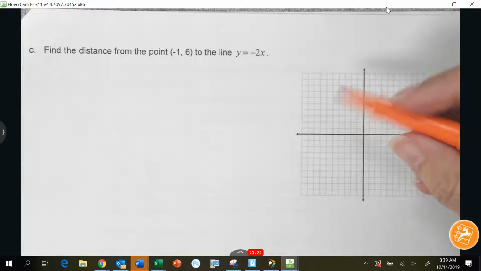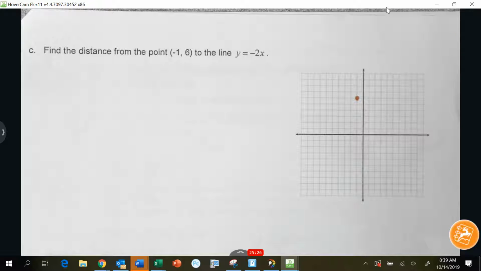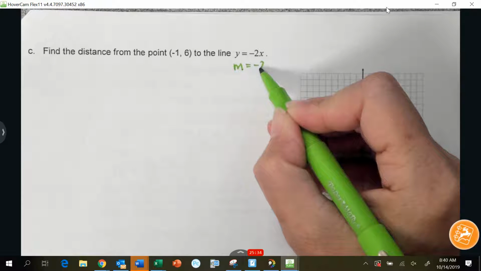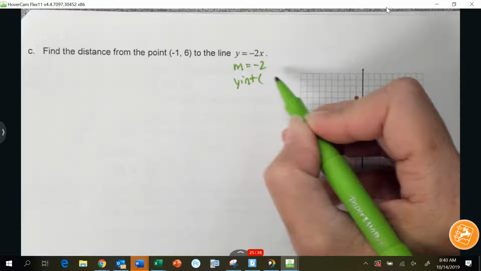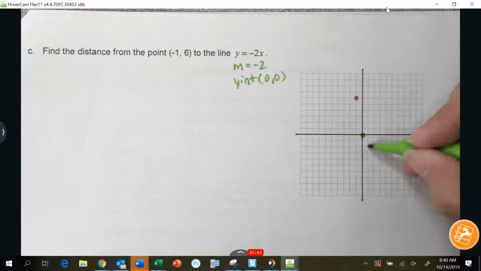So find the distance from point -1, 6 to y equals -2x. What's my y-intercept for this one? Yeah, 0, 0. Go -2, +1, -2, +1.